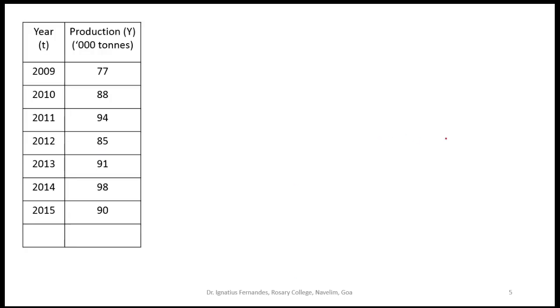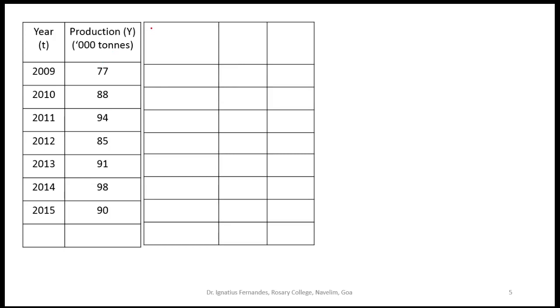So I have this data here. This is t, this is y. What I have to do is first define x. So I'll define x equal to t minus 2012, because 2012 is the middle year. Why I'm selecting 2012 is because it will simplify our further calculations. I could have selected any other year for that matter, but choosing the middle year will simplify the further calculations, and that is why I choose this.